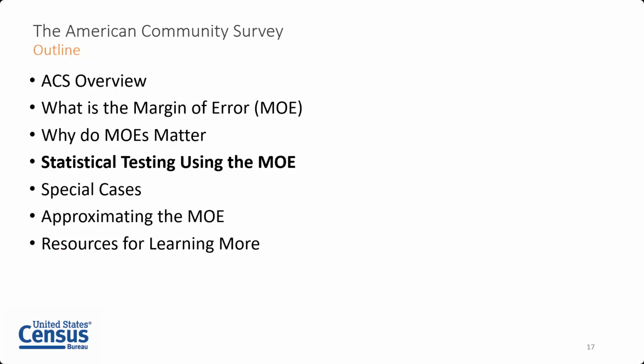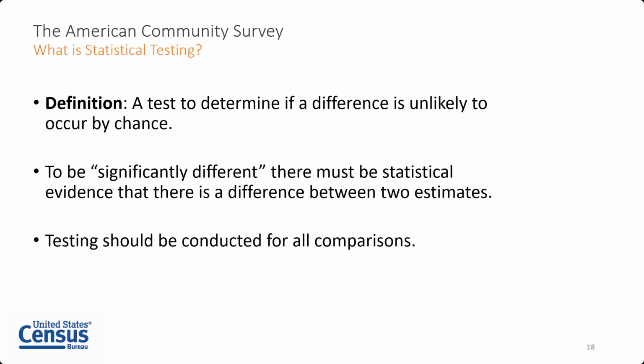But first, with a good sense of what an MOE is and why it should not be ignored, let's get into how MOEs can be helpful to your data analysis by looking at statistical testing. Now, statistical testing is an important part of data analysis as it can tell us whether or not a difference in estimates is likely to be real. So in short, a statistical test is a test to determine if a difference is unlikely to have occurred by chance. To be significantly different, there must be statistical evidence that there is a difference between two estimates.